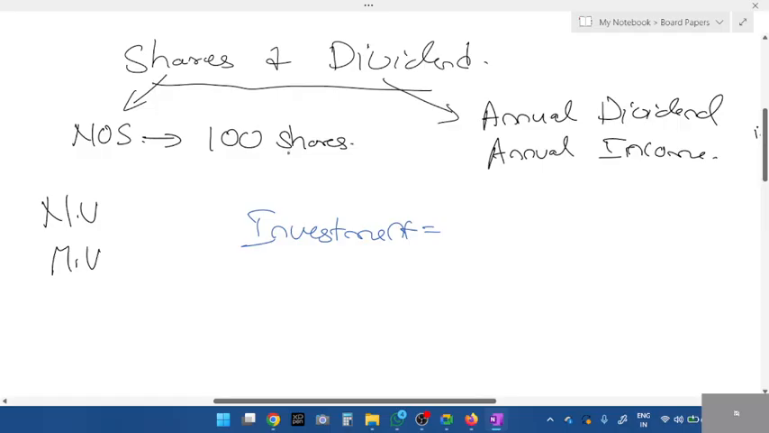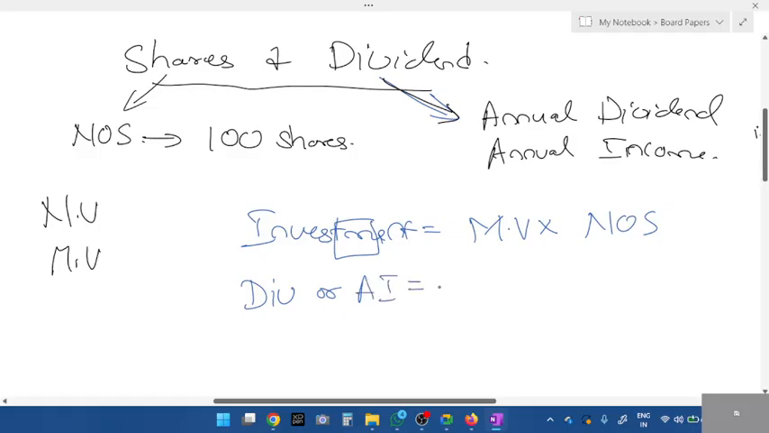Shares and dividend is a business concept. We need investment. In investment, there is M. What's the formula? Market value into number of shares. Next is annual dividend, the chapter's name, annual dividend or annual income. I'll write it as annual dividend or AD, annual income, AI. What's the formula?